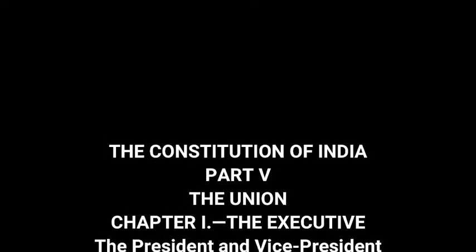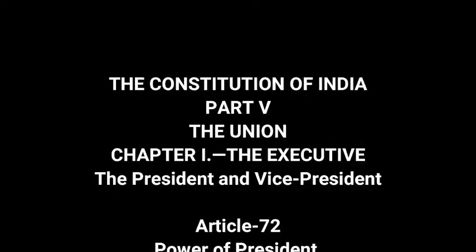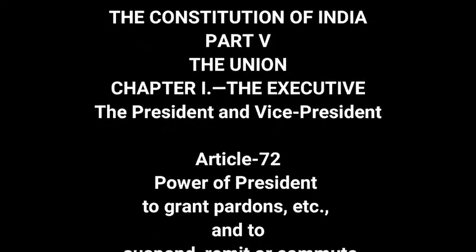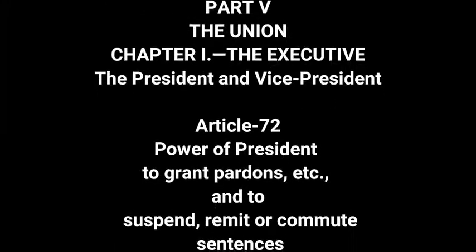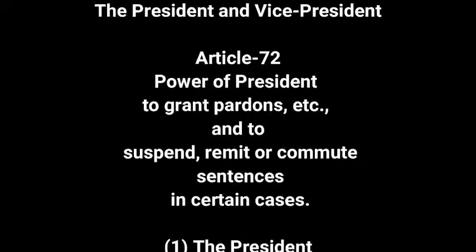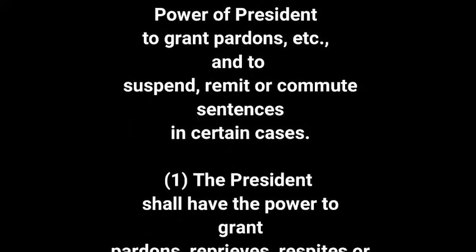The Constitution of India. Part 5. The Union. Chapter 1. The Executive. The President and Vice President. Article 72. Power of President to grant pardons, etc., and to suspend, remit, or commute sentences in certain cases.